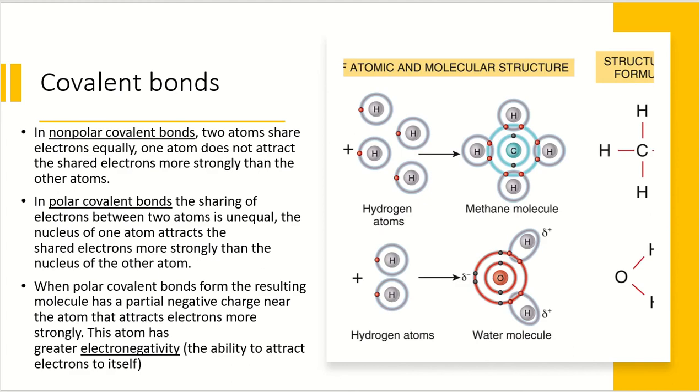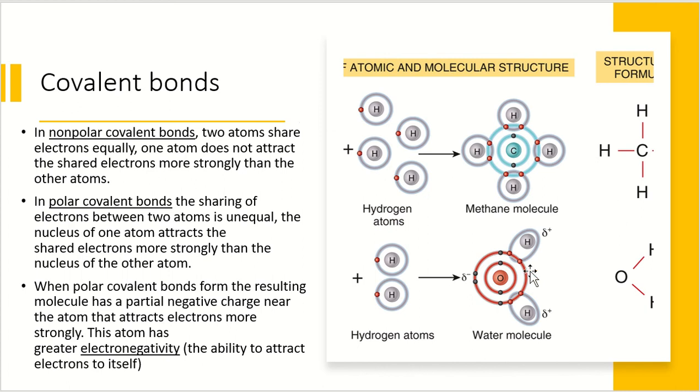There are a couple of different kinds of covalent bonds that can occur. We have polar and non-polar covalent bonds. In a non-polar covalent bond, there are 2 atoms sharing electrons equally. So one atom is not going to attract the shared electrons more strongly than the other atom. Everybody is sharing equally. On the other hand, we have a polar covalent bond. This is when the sharing of electrons between 2 atoms is not even. So the nucleus of one of those atoms is going to attract those shared electrons more strongly than the other.